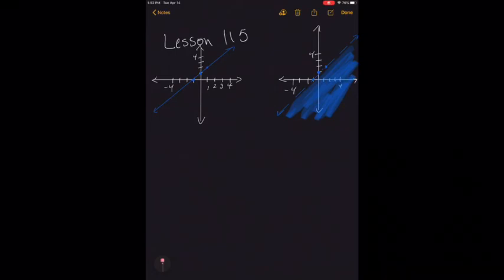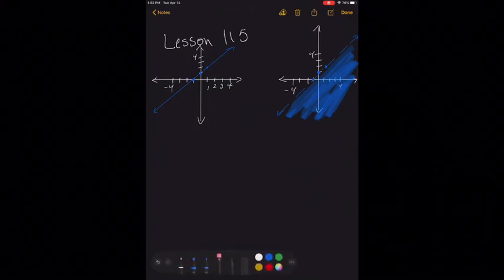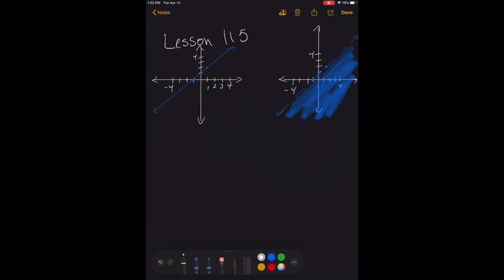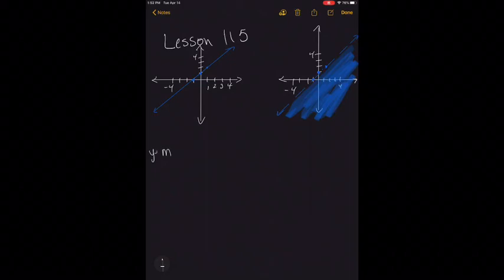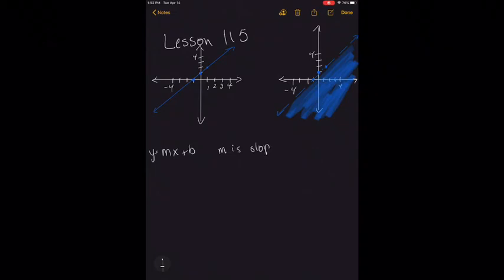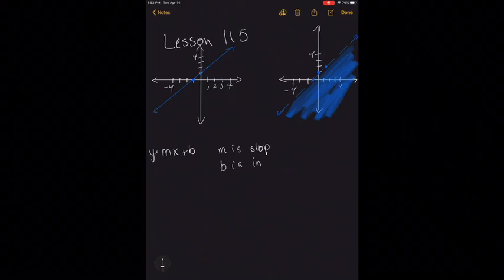Lesson 115 is about linear equations. I've recreated the graphs that you have in your notes. So I ask you in your notes, what is the equation of the lines that you see? Well, we remember that y equals mx plus b, where m is slope and b is intercept.